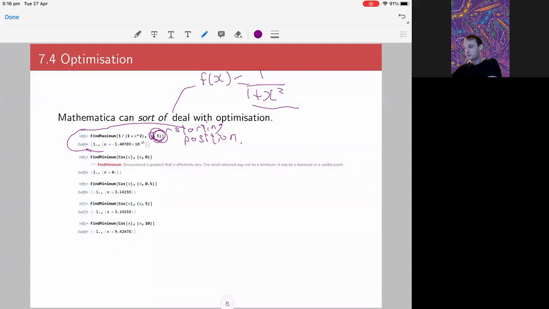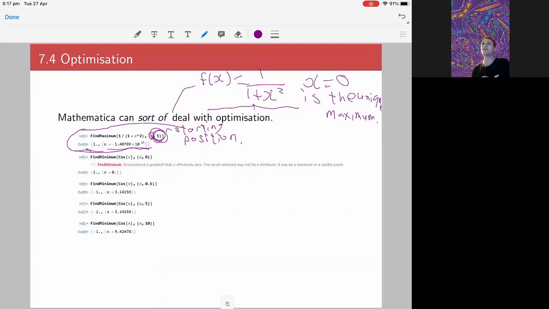Now, what's really nice about this function is that x equals 0 is the unique maximum. This is fairly easy to demonstrate using either the first or the second derivative test. You just differentiate, and you can find that x equals 0 is the unique maximum. But interestingly enough, Mathematica doesn't actually find that for you. It says that the value of x which gives a local maximum is this number here, minus 1.40789 times 10 to the minus 15.